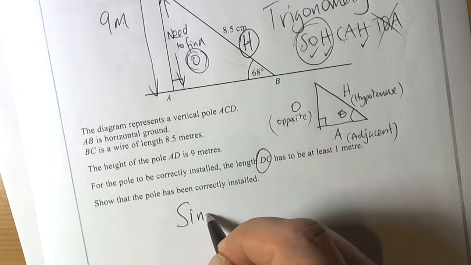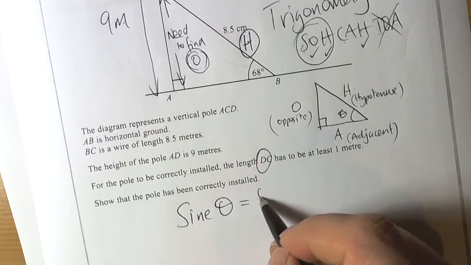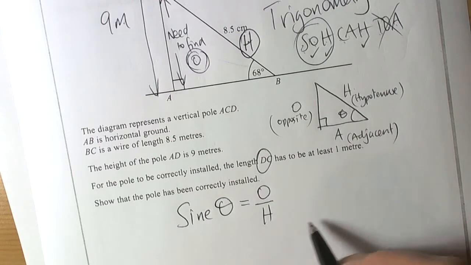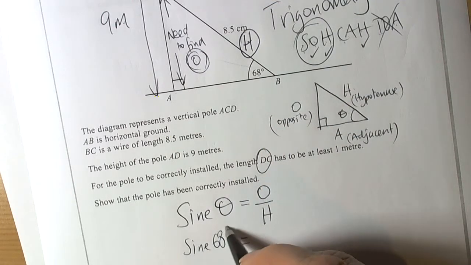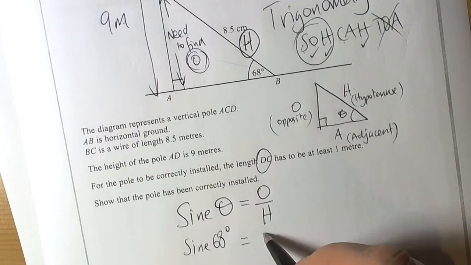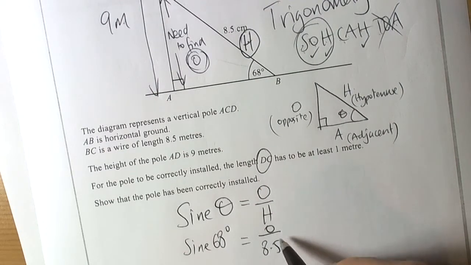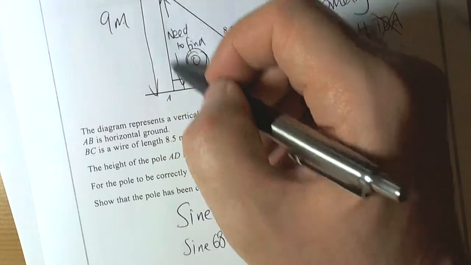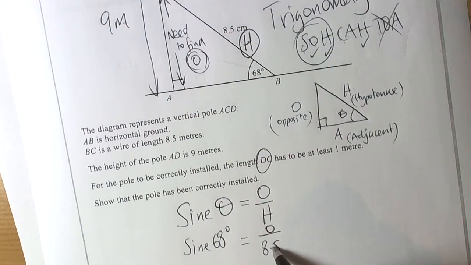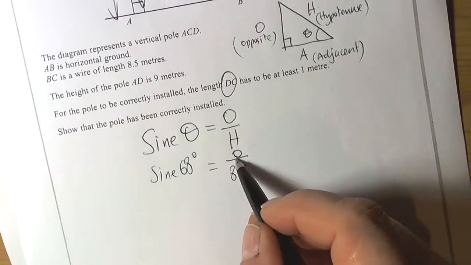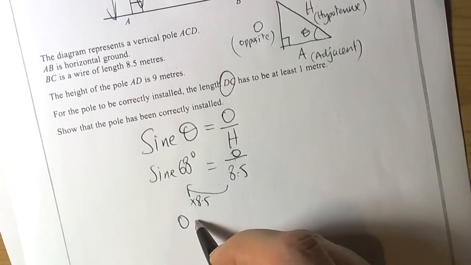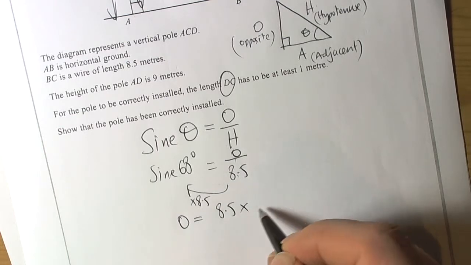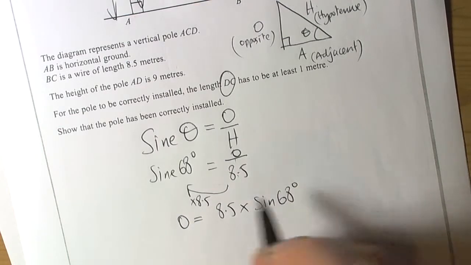So we're going to write down what the rule is. The sine of the angle theta is equal to the length of O divided by the length of H. We're told what theta is in the question, 68 degrees. And we're told the length of H is 8.5, but we don't know the length of O, and the length of O is what we need to find. So we've got to rearrange this. Because this is saying divide by 8.5, then the 8.5 comes across by timesing. So the length of O is going to be 8.5 times the sine of 68 degrees.